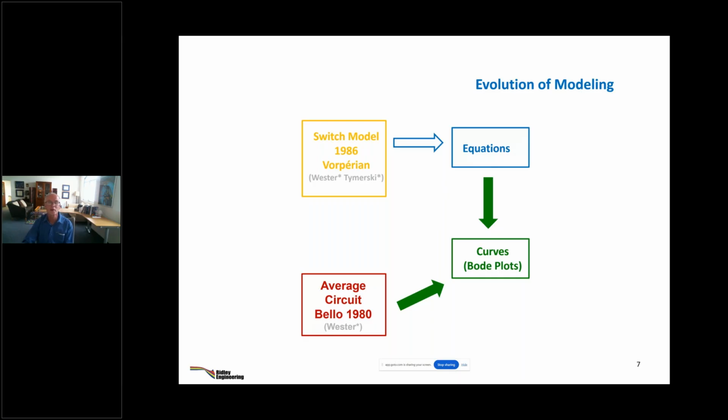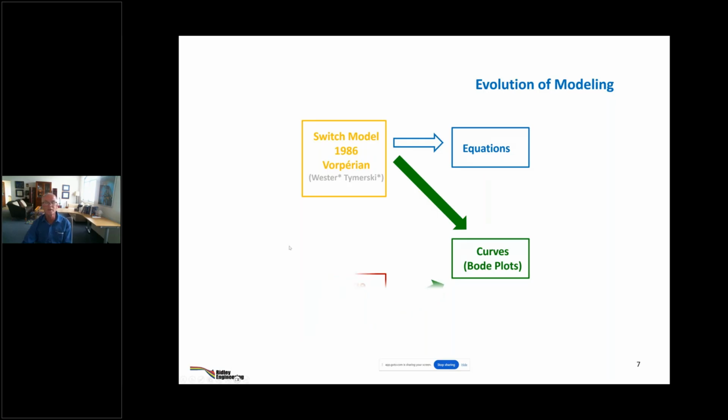So it used to get the equations. The Vorperian switch model could also go straight to curves. You didn't need to go through the maths. You could do the same thing that Bello did with his models and go straight from a little equivalent circuit to the curves. And when that happened, there was no need for anyone to use Vince Bello's model anymore. I don't think people coming into the field these days are even aware that Vince Bello was doing what he did. So that was just kind of a fill-in way of doing it for 6 years.